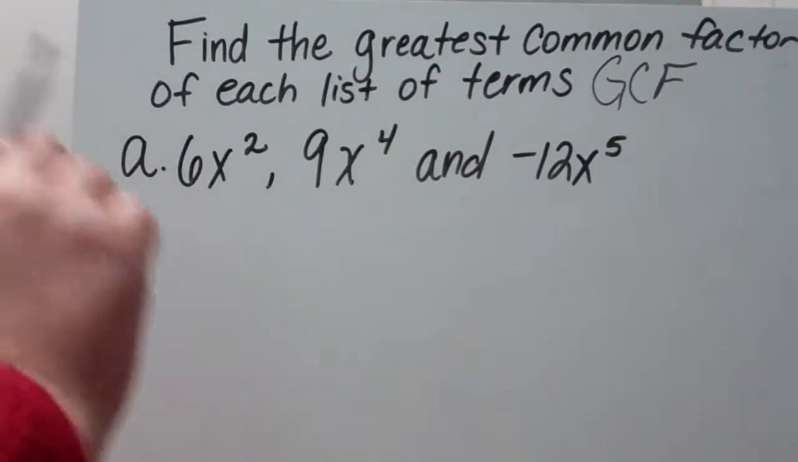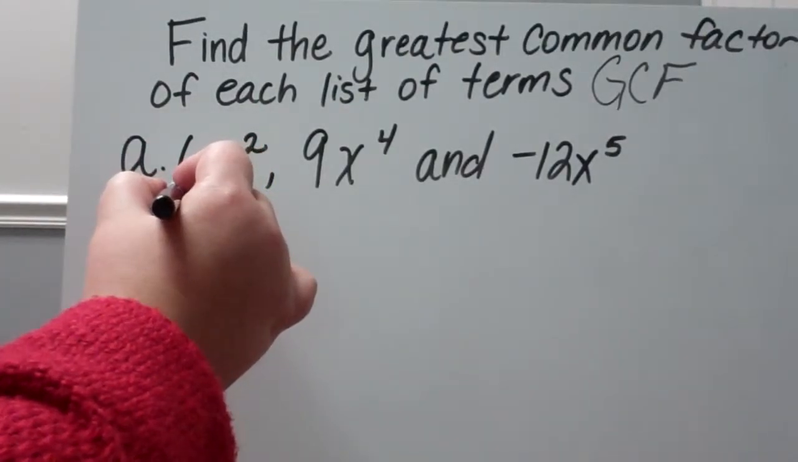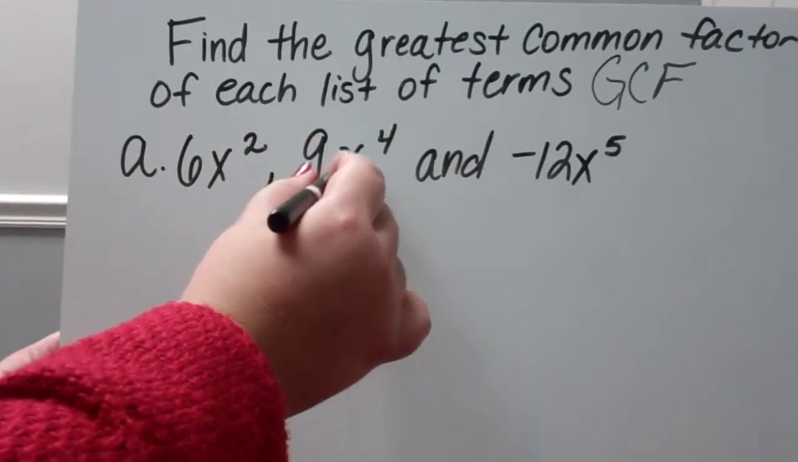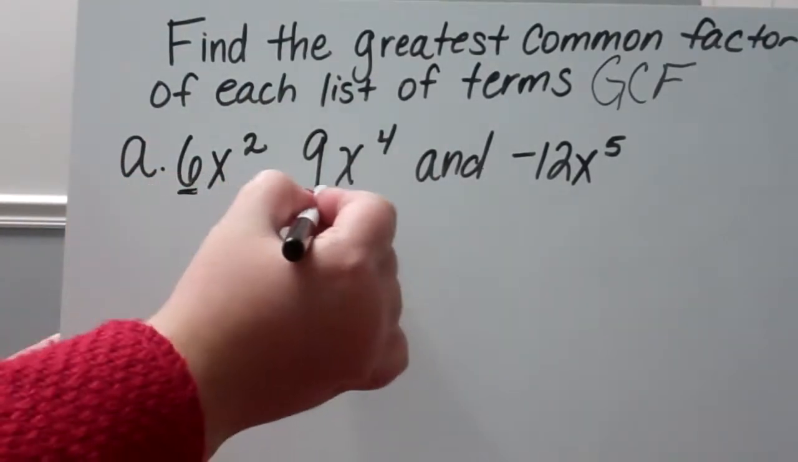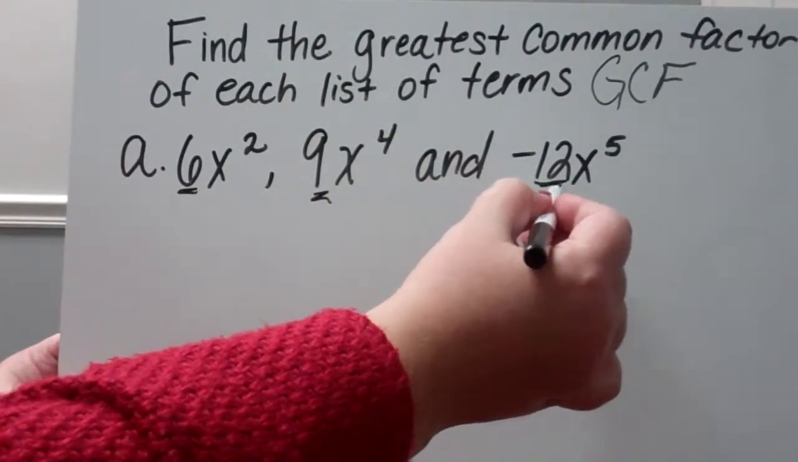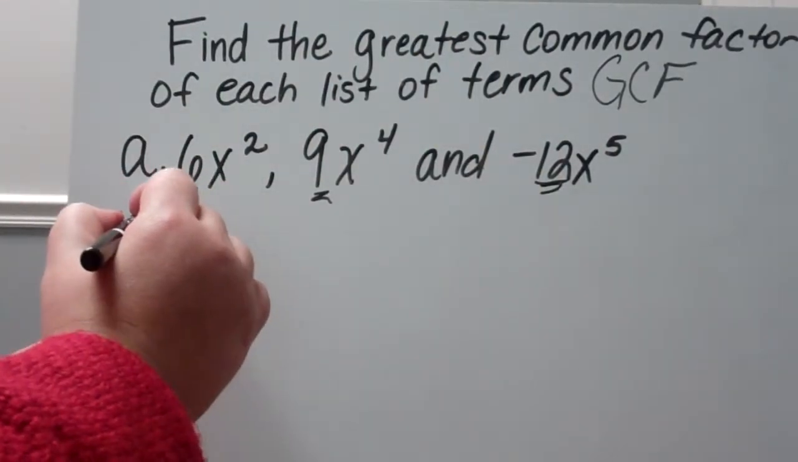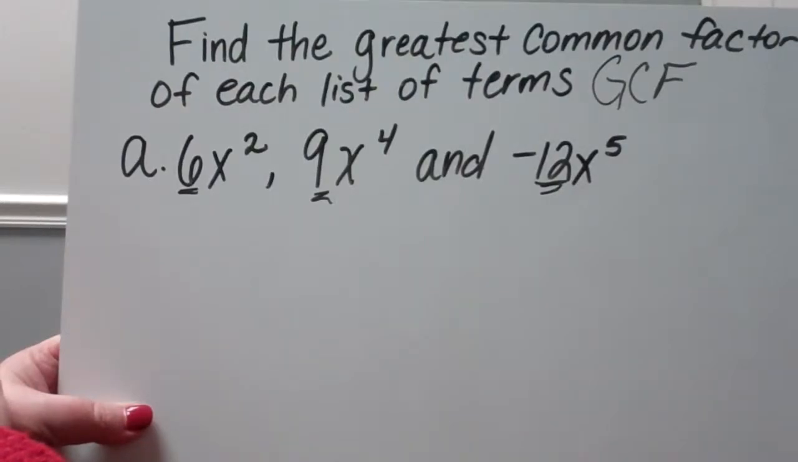So let's look at these three: 6x squared, 9x to the fourth, and negative 12x to the fifth. Let's look at the numbers 6, 9, and negative 12. What's the biggest number that'll divide evenly into all three of those numbers? Just think about your times tables.